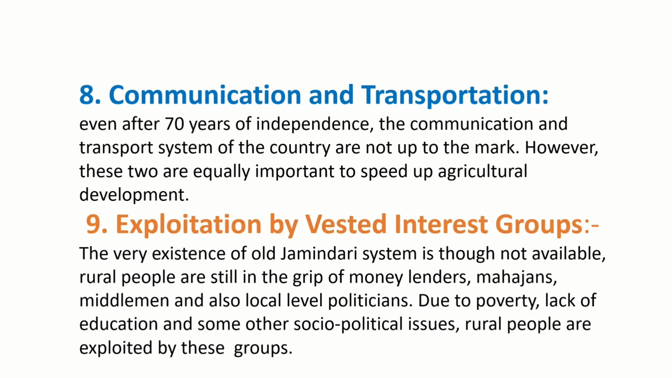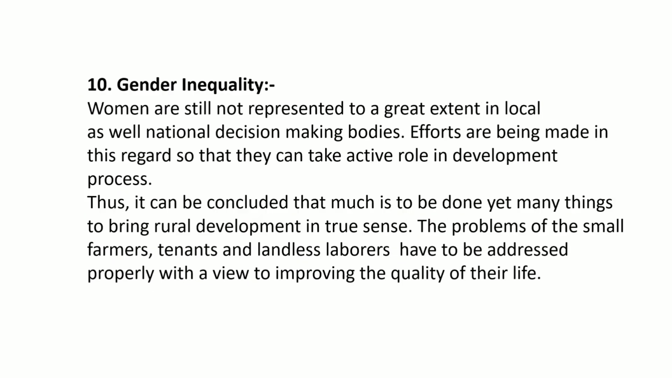Exploitation by vested interest groups. Most of the villages were exploited by landlords and money lenders, though the Zamindari system is no longer available. Rural people are still in the grip of money lenders, Mahajans, and other middlemen. They take heavy loans from them and are unable to pay the interest, and finally they give their lands to them as payment of this interest.